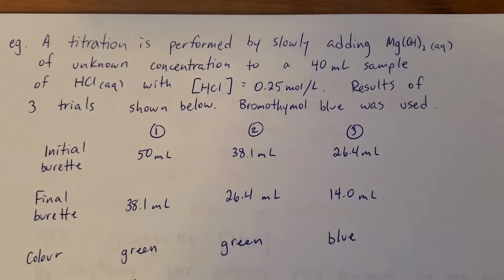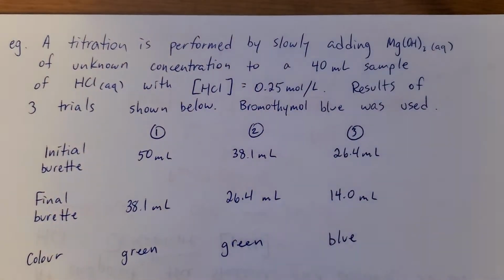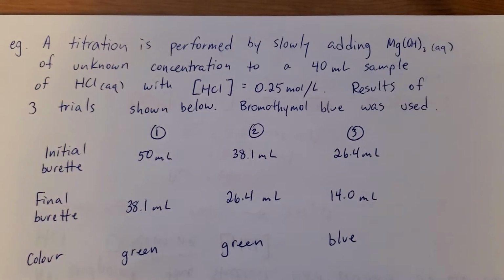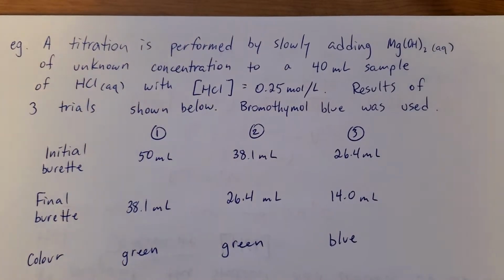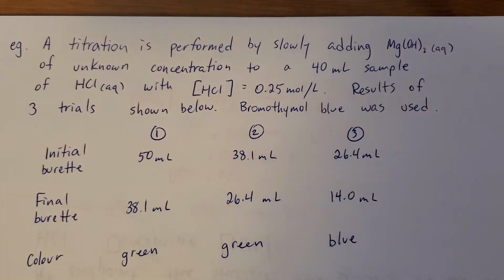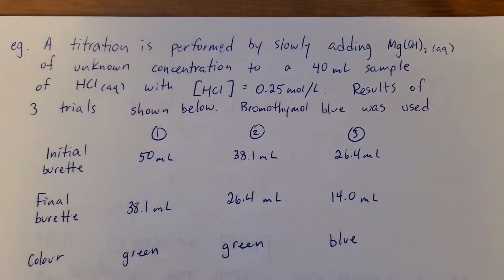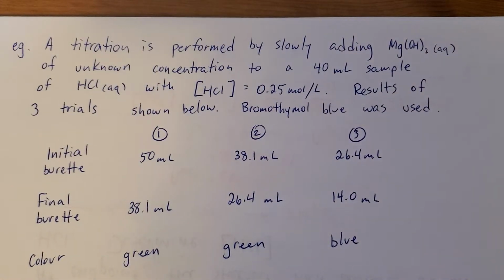All right, we got a big old example now that's going to tie everything together. Okay, so we got a titration. We're slowly adding a base this time, magnesium hydroxide, to a 40 ml sample of a strong acid with 0.25 mole per liter concentration. 3 trials.